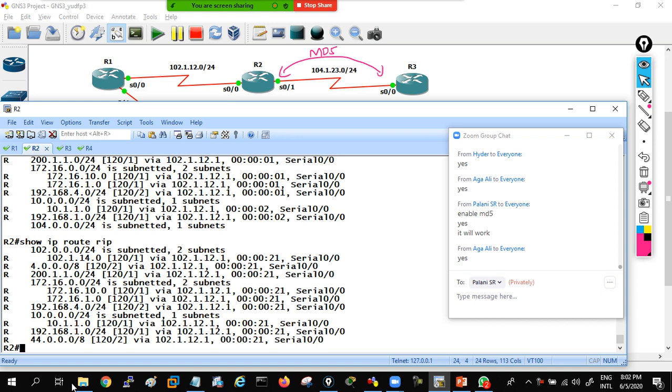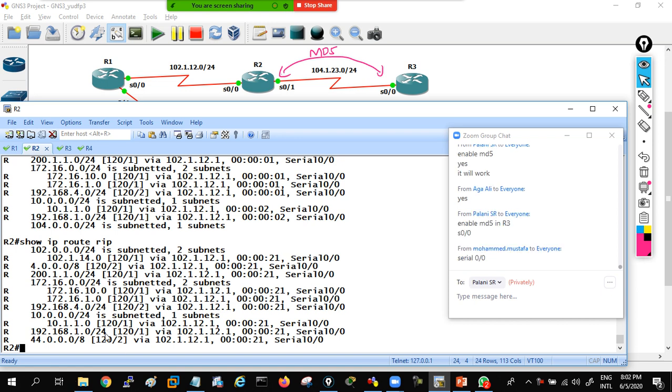Now what do I have to do in this case, Palani? I want to see the routes from router 3 as well. Everyone, what do I have to do? Enable MD5 in router 3. On which interface do I need to enable it, Palani? On serial 0/0.